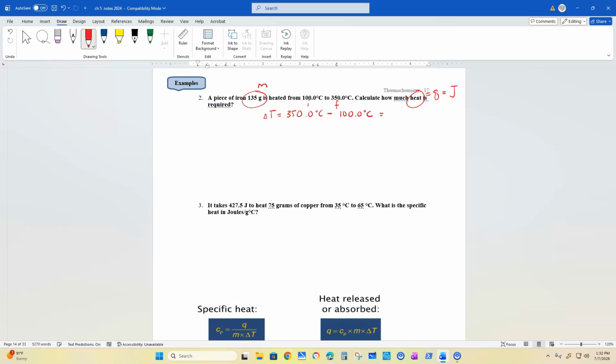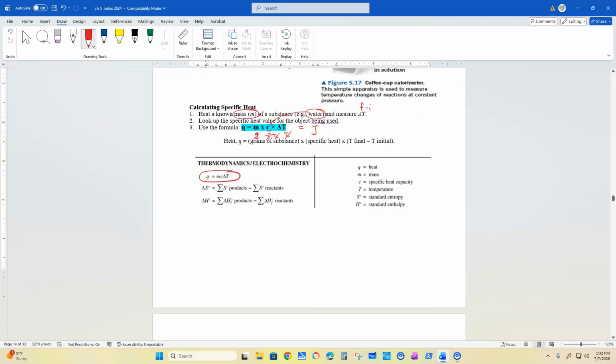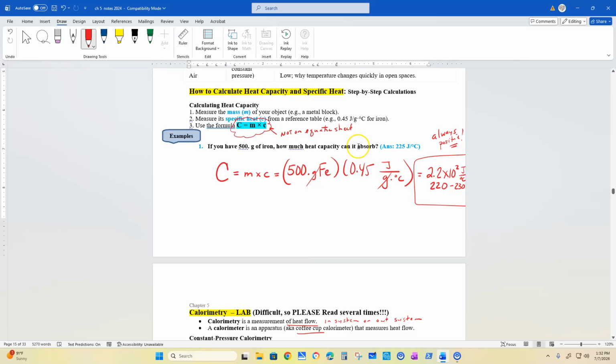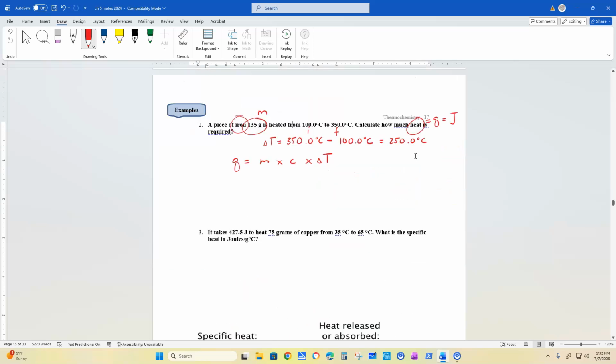So 350 minus 100, so 250, but I'm going to keep proper sig figs. And then because I know the mass, I know who the chemical is, and I know how temperature changed, I'm using specific heat. So mass times specific heat times delta T, okay? When we did the equation above, we didn't know how temperature changed. We knew the mass and we knew who the chemical was, but we didn't know temperature. So see how the difference is, okay?